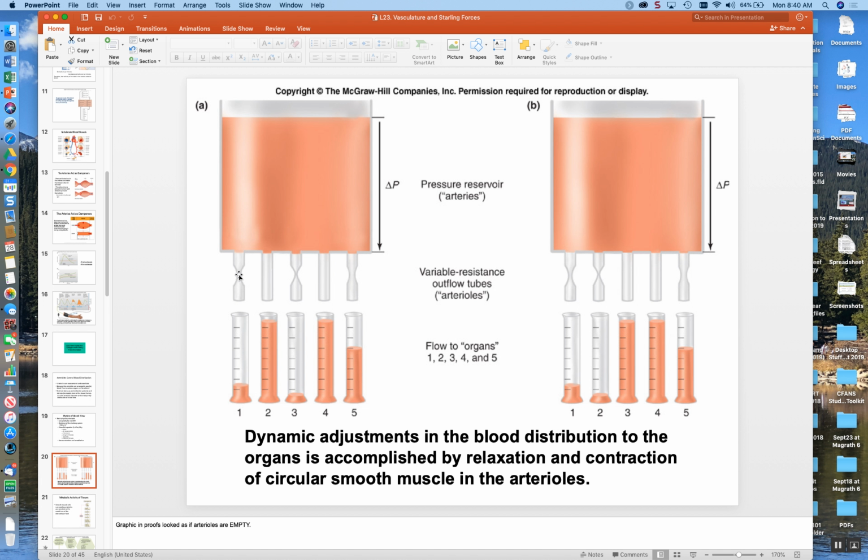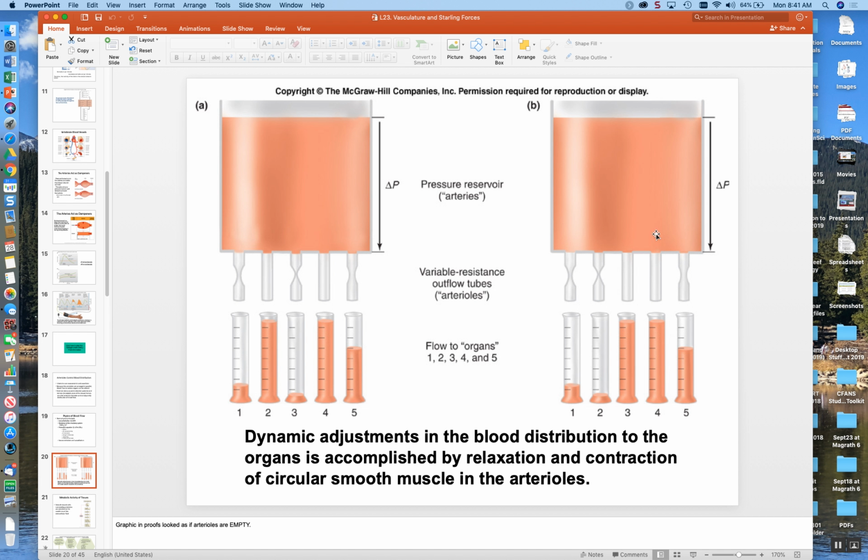Some have a very high resistance. You can see a lot of vasoconstriction happening. Some don't, vasodilation. So there is a large amount of flow to organ number 2 here. So in order to maintain this pressure reservoir, let's take a look at organ number 2, if vasoconstriction occurs and flow is restricted to organ number 2, there has to be a compensatory change. There has to be a change in a different organ. In this case, it's organ number 3 that now has vasodilated and the flow has increased to that particular organ.